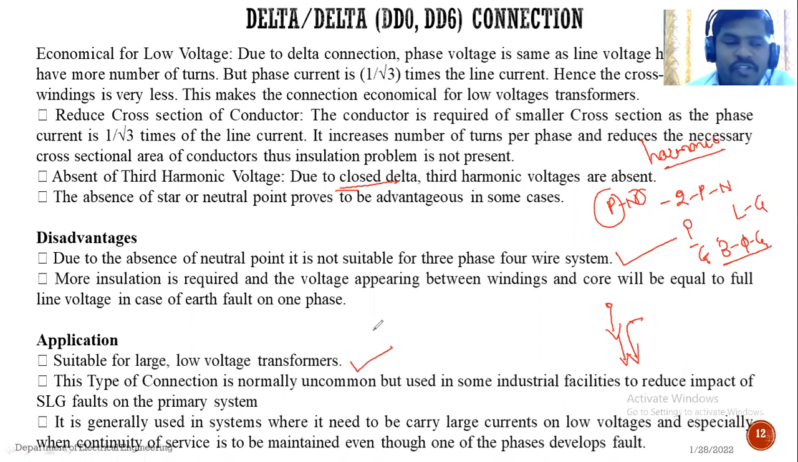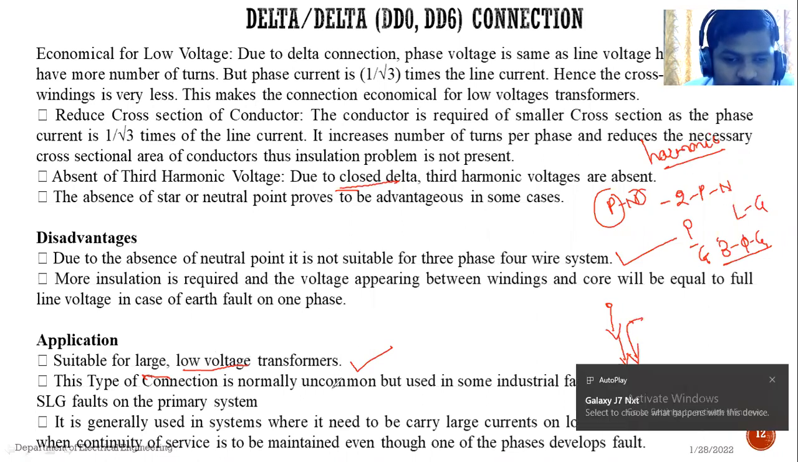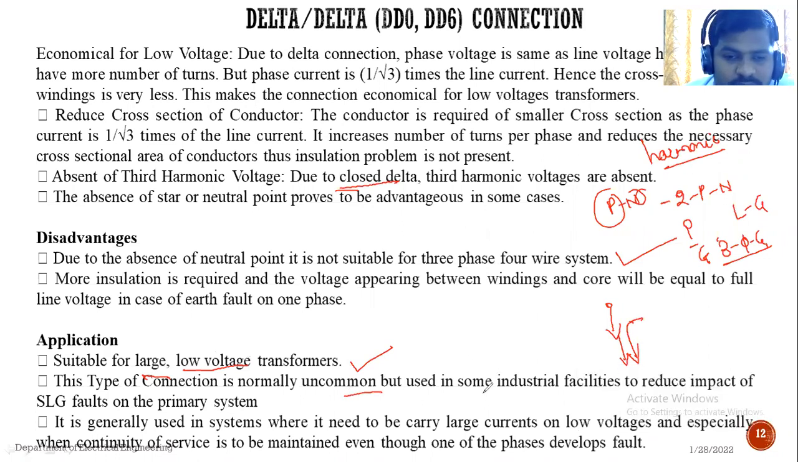Okay, now the application of these types of transformer, all of you note down this application because it is useful for MCQ purpose. These types of connection are suitable for large and low voltage transformers. This type of connection is normally uncommon, but used in some industrial facilities to reduce impact of SLG fault on the primary system.